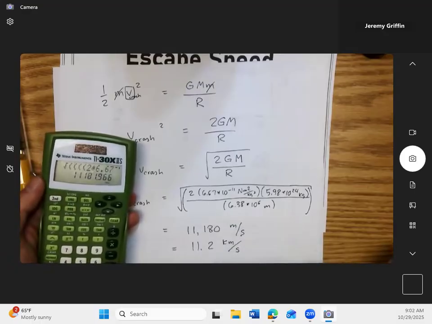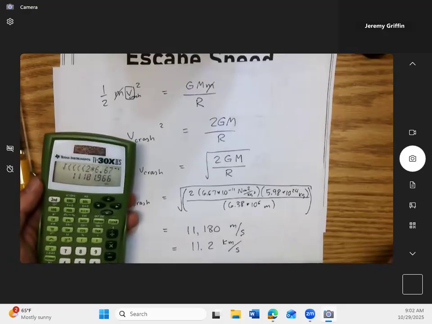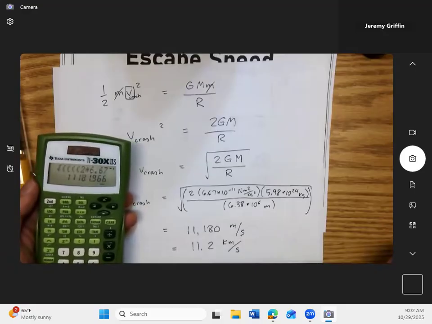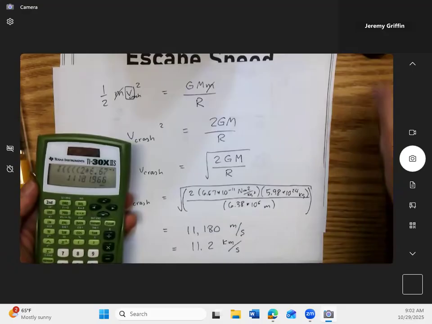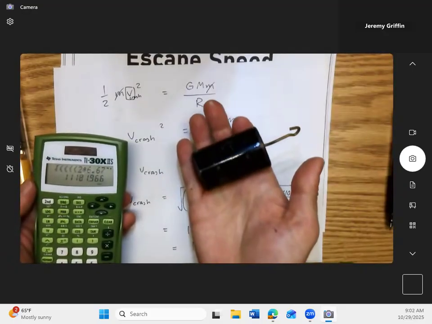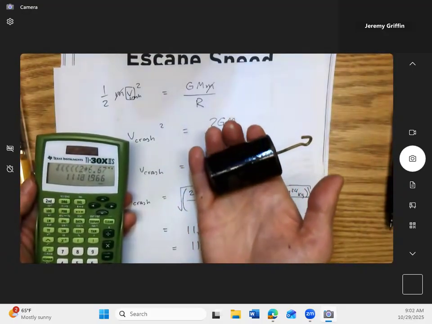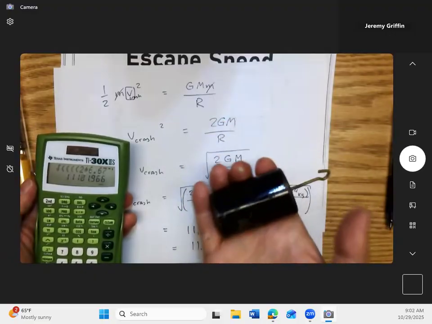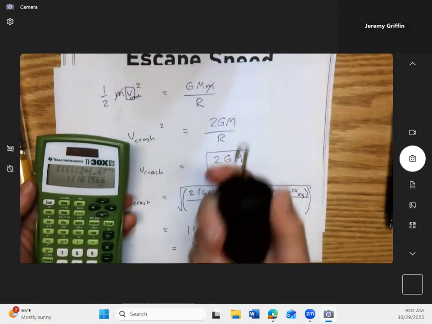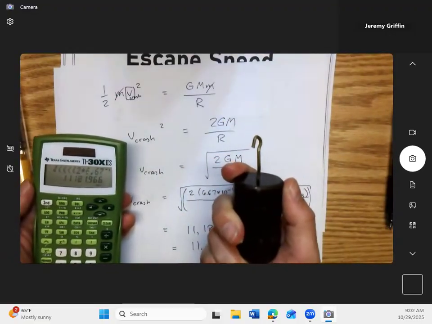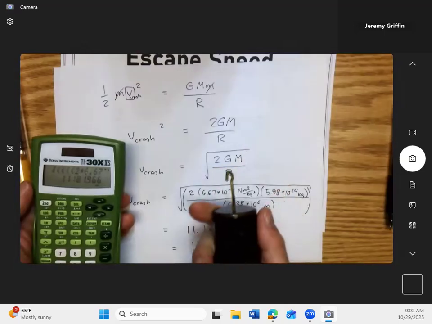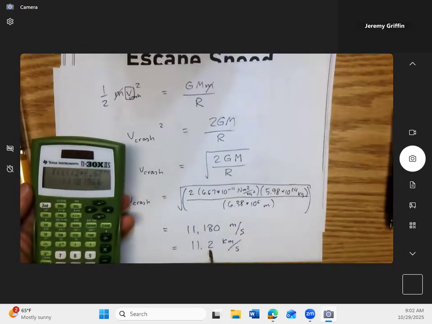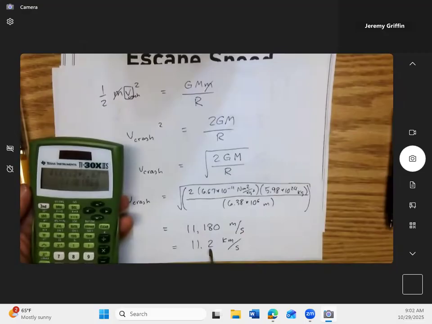Okay. Now, are you guys ready for a different question related to this? What if I'm standing on the surface of Earth and I throw it straight up into the sky, as hard as I can? How fast would I have to throw it so that it goes all the way to the edge of space? 11.2 kilometers per second. Same number.